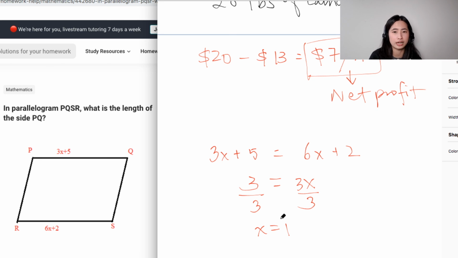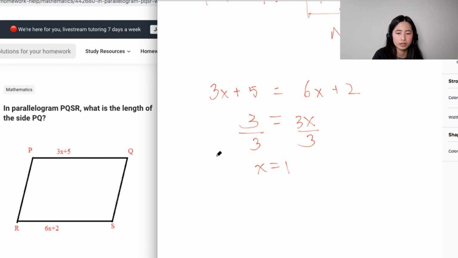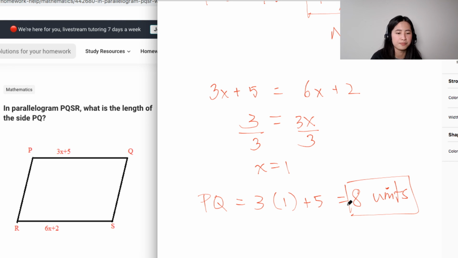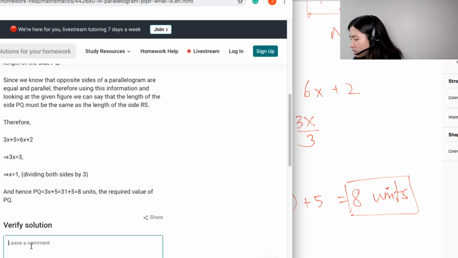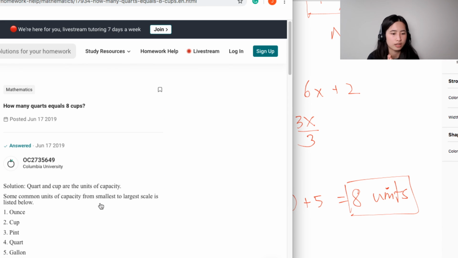Once you know that x is equal to 1, all you have to do to find side PQ is plug in x = 1. So 3 times 1 plus 5 is 8. So this is 8 units. Because we don't have any form of units, we don't know if this is centimeters, so we just keep it as units, since it's only the side. It should be 8 units. This is right. The solution is correct. Okay, great.